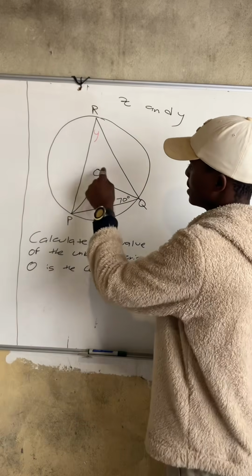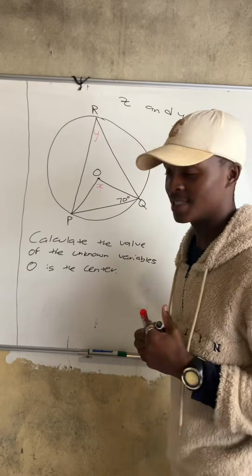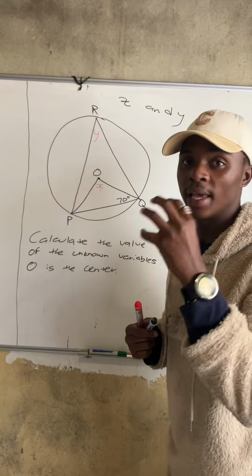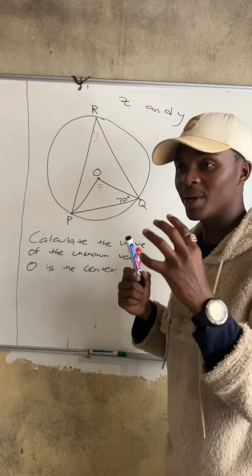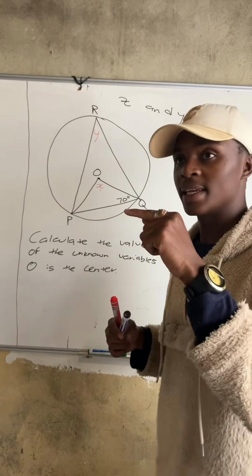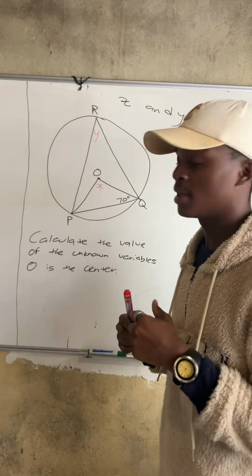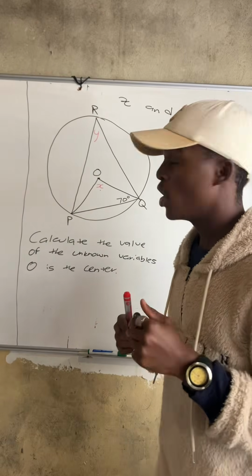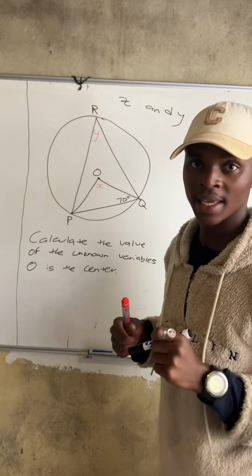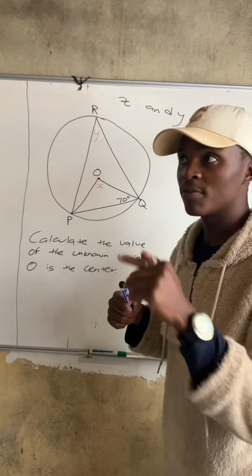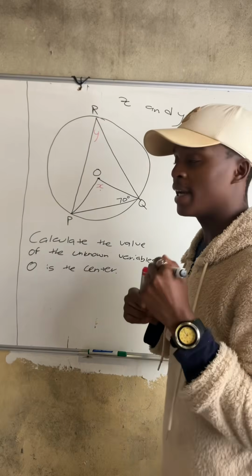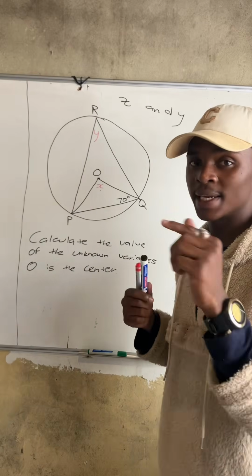O is the center. This is O, which is our center. Now I want you to have this thing in mind: when they tell you about an O, when they tell you about the center, there is a radius. On your diagram there's a radius. So how do you see your radius? Your radius starts from the center to the circle. So if you see any line from the dot to the circle, we call it a radius. And another thing you must have in mind is that all radiuses are equal.